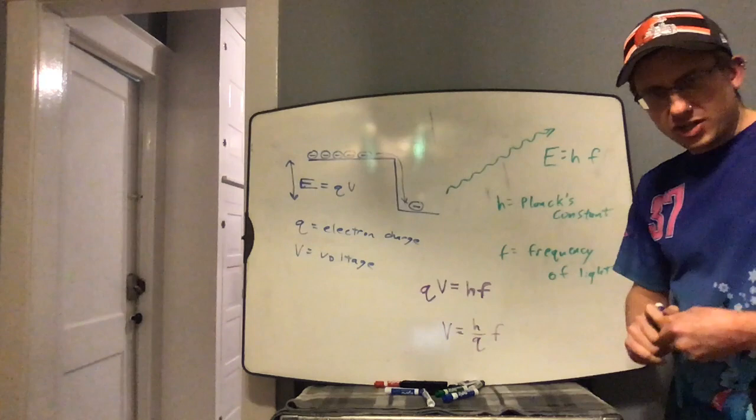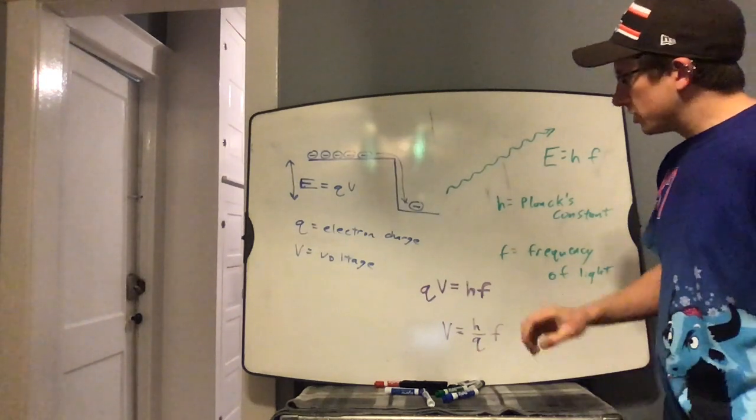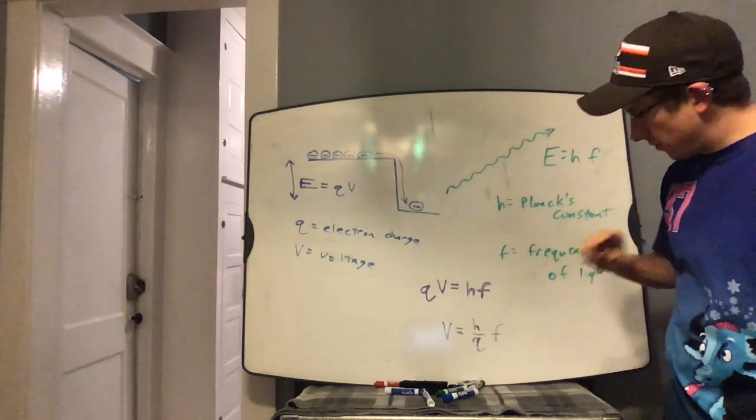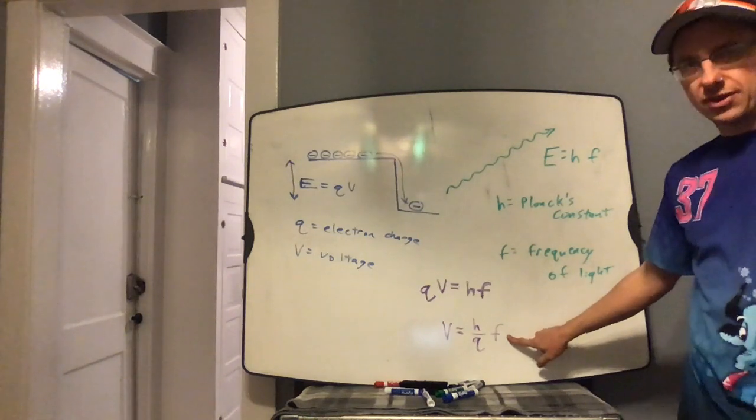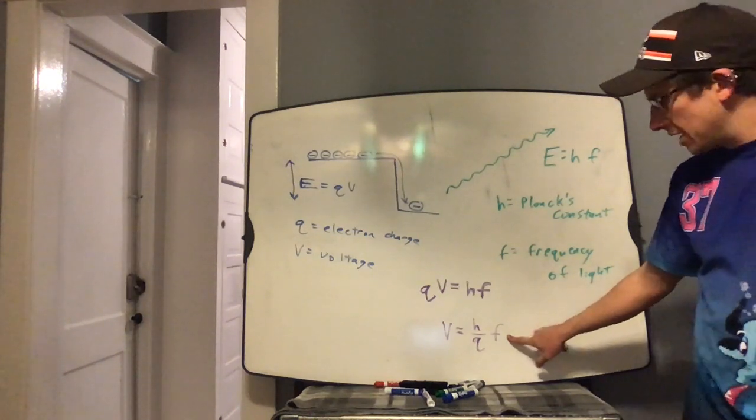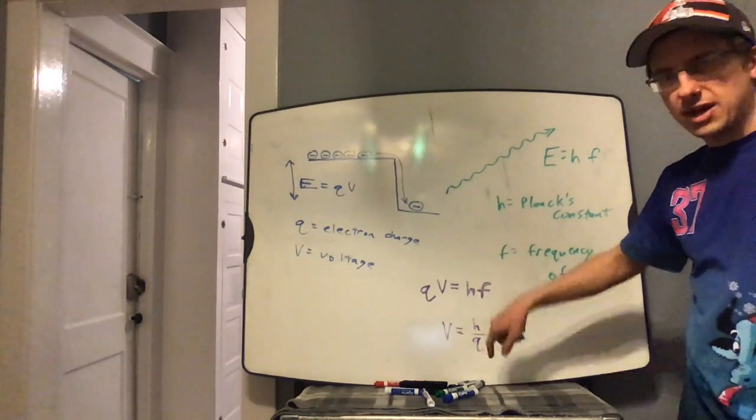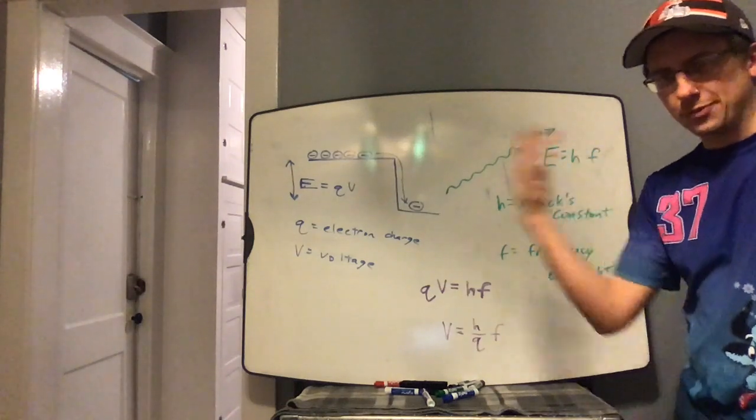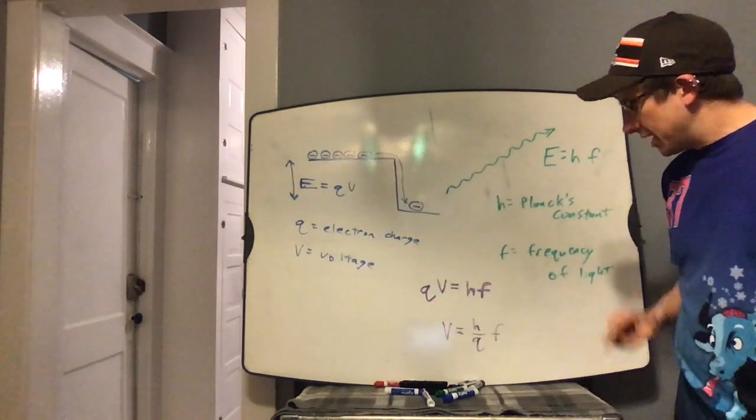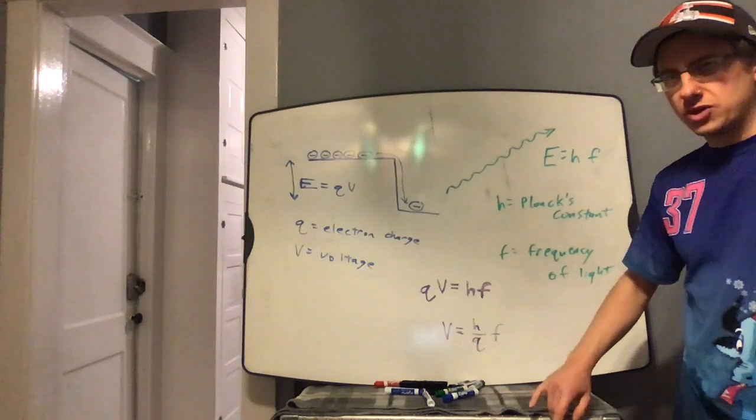So what you're going to do is calculate the frequency of the light. Q is the charge of the electron. You know what that is. You can look it up. It's also given in the lab. What about this voltage? What are we doing for voltage?